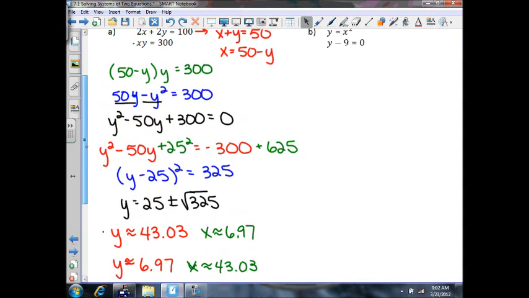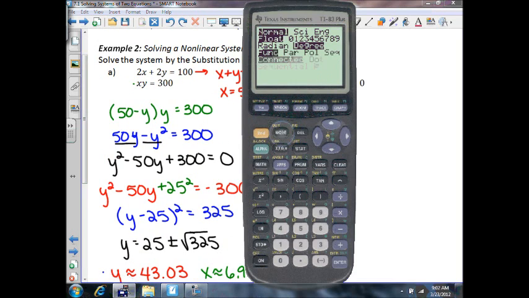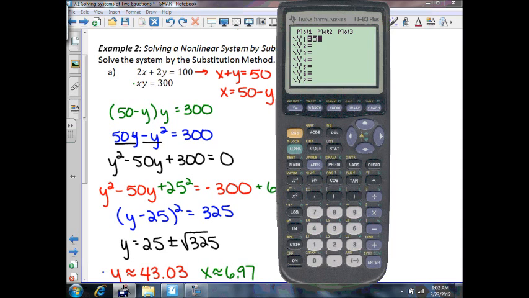Now if we graph them, we have 2x plus 2y equals 100. Again, make sure you're in function mode. It does not matter between radian and degree, just keep it in degree. We have to solve this for y, so y is equal to 50 minus x. And then xy is equal to 300, so our second equation will be 300 divided by x. I'm going to go to zoom. If we go standard, it's not going to work. So if we go zoom fit, you see that it will work here.